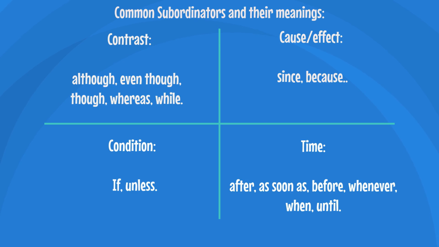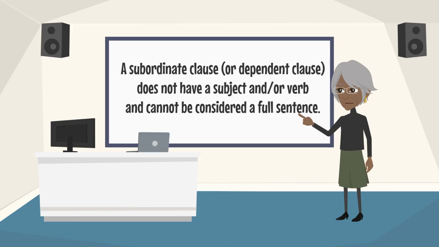Common subordinators and their meanings. Although, even though, whereas, while: contrast. Since, because: cause/effect. If, unless: condition. After, as soon as, before, whenever, when, until: time. Remember, a subordinate clause, or dependent clause, does not have a subject and/or verb and cannot be considered a full sentence.